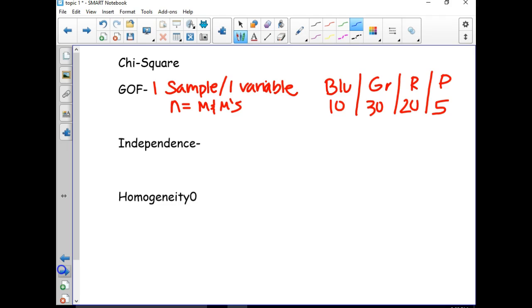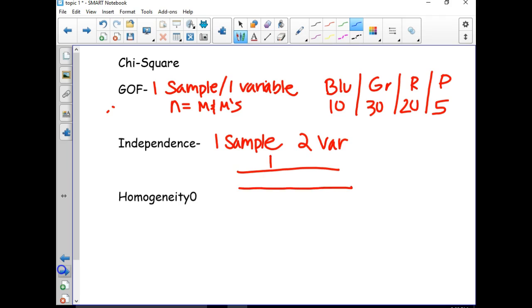Okay? Independence, that's for 1 sample. And these are significance tests. These are also significance tests, yes. So you want to ask yourself, I have 1 sample, 1 variable, it's goodness of fit. So my variable up here would be the M&M color, right? Independence would be 1 sample and 2 variables. So a lot of times it's gender, so it's like boys, girls, right? And it could say driving a red car, driving a black car. We want to see if gender is independent of the color of car you drive.